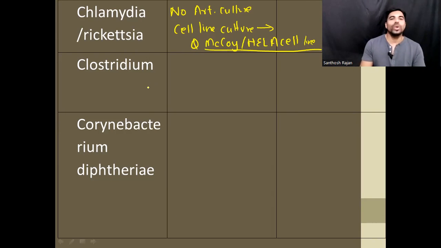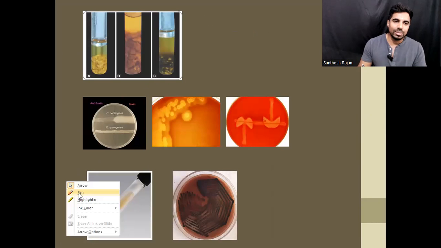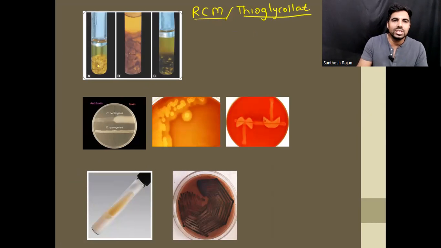Clostridium. Okay, then Clostridium, we have to talk a little bit. Clostridium is important. You know that. Whenever Clostridium comes, first of all, Clostridium is an anaerobe, right? Now look at this picture, and you'll answer me everything. So this is which media? RCM media. RCM media is Robertson cooked meat media, or thioglycolate. Both are right. So you will not forget, because this is for anaerobes. For all the anaerobes, we can use thioglycolate broth or RCM, Robertson cooked meat.